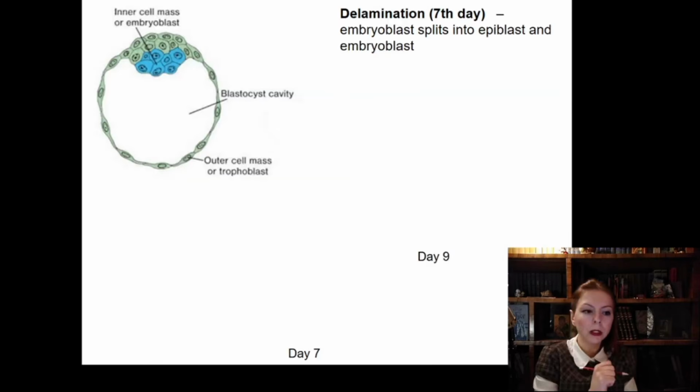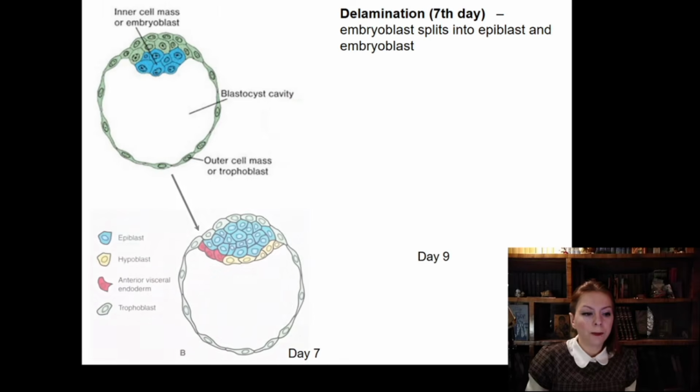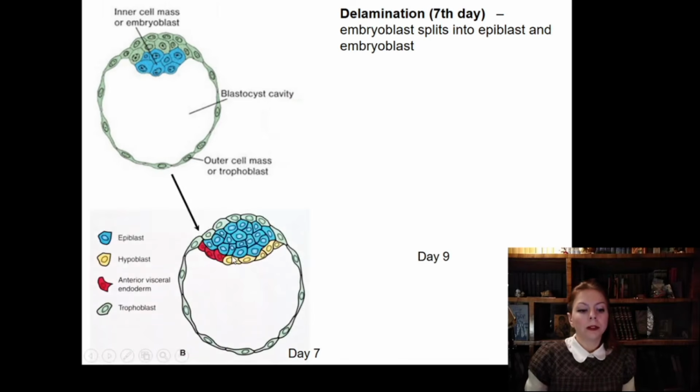Last week we finished our lecture with the blastocyst, nearly the 7th day of embryonic development. It had its trophoblast, or the outer cell mass, and its embryoblast, or the inner cell mass. And exactly at this stage, the inner cell mass segregates into two general groups: the epiblast, which is bluish in this diagram, and the hypoblast, which is yellowish.